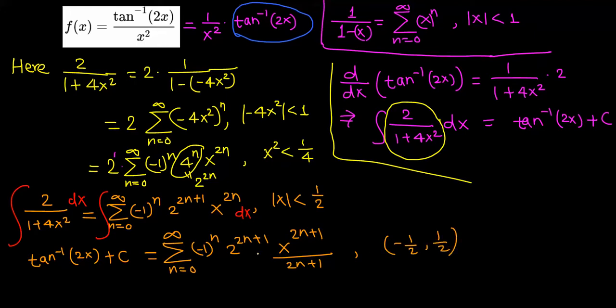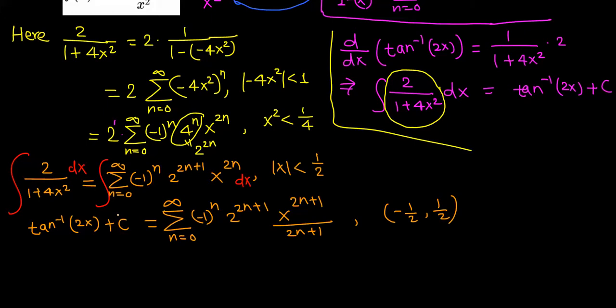Okay, we are almost done, but we need to figure out the value of c, and this power series is valid as long as x is in between -1/2 and 1/2. To find c, let's take x equals 0, then we have tangent inverse 0, which is 0, plus c equals, x is 0, so 0 raised to a positive number is 0, so everything is 0, so that means c is 0, so c has no effect.